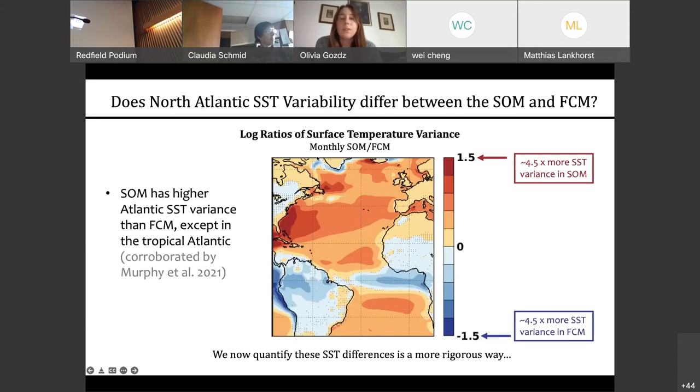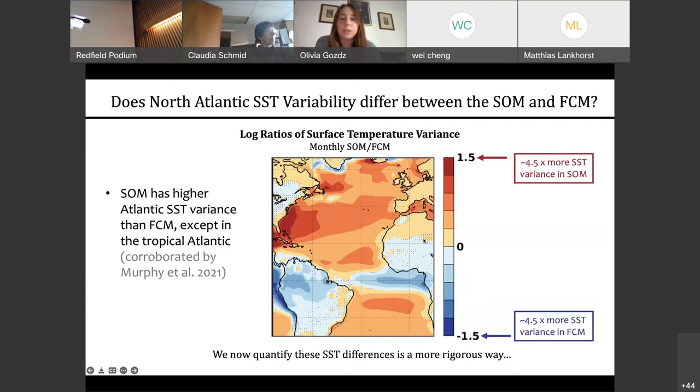One thing you'll notice about this plot is that most of the values are positive, which means that the slab ocean model contains generally more SST variance than the fully coupled model in the majority of the Atlantic basin.